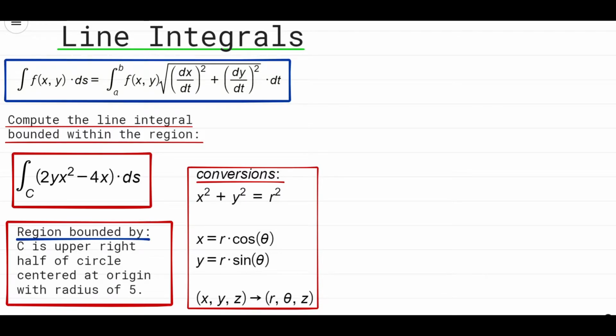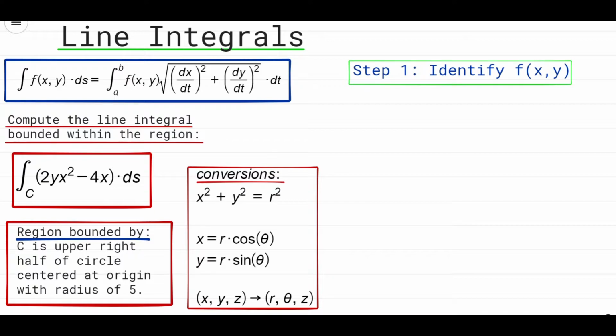Hello guys, in this video I'm going to introduce the concept of how to compute a line integral, and the question is prompting us to compute the line integral bounded within the region. In this case, this is a line integral on a parameterized curve, and we're given the function 2yx squared minus 4x times ds, and we're given some constraints. We're told the region is bounded by C, the upper right half of a circle centered at the origin with the radius of 5.